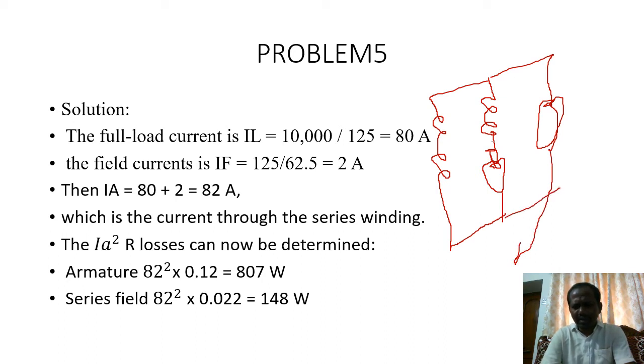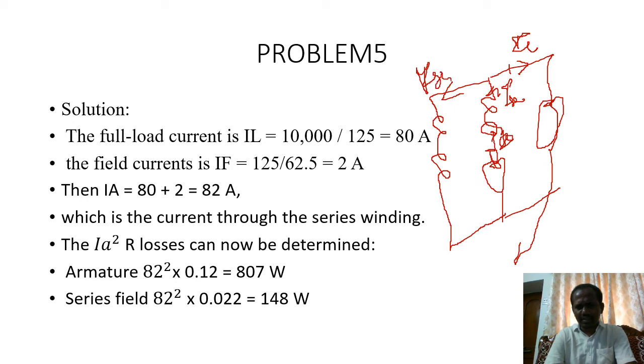The current in this is Ia. Right, this is Ia. This is Isc, the series field current. This is the shunt field current. This is the load current IL. This is the shunt field current Ish. This is the shunt field resistance Rsh.